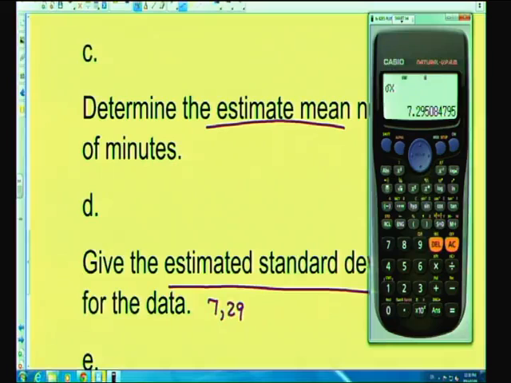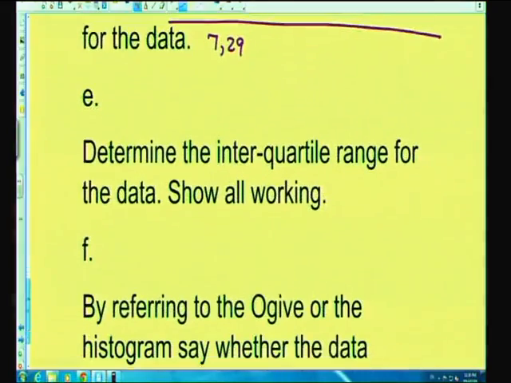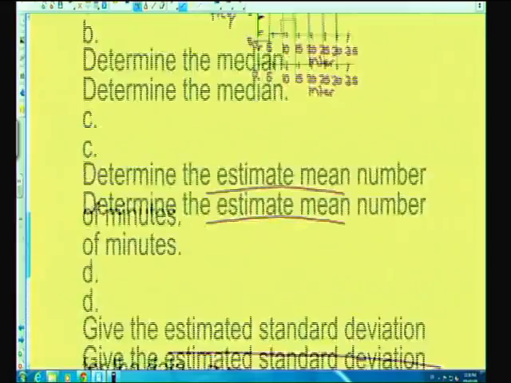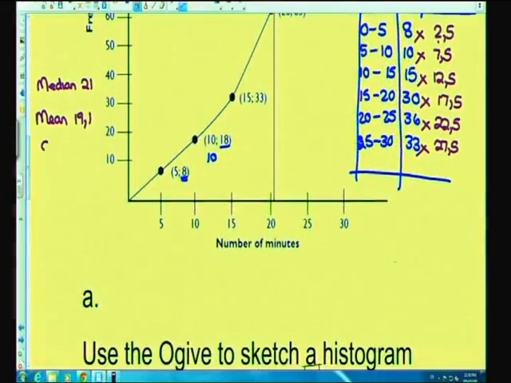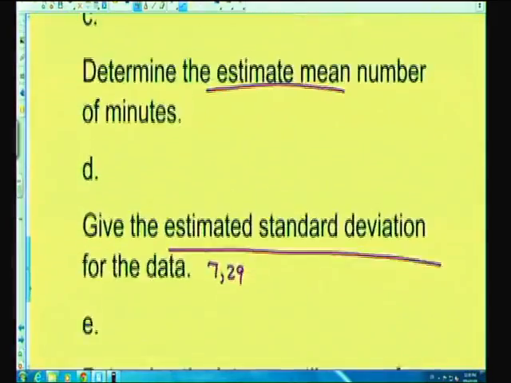Okay, so let's put that away. Actually, no, let's leave it there for now. Let's see what else they want from me. Now it says, determine the interquartile range for the data showing or working. So let's just go back up here. We have the standard deviation at 7 point, I think it was 29, but let's just make sure. Yes, it was.